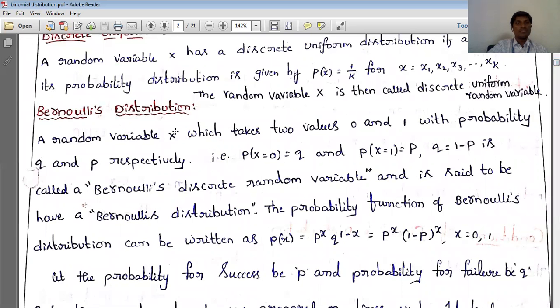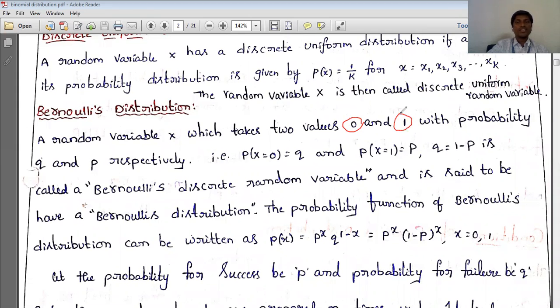Here it is a random variable. Generally, if you are taking any one life, it has two things: one is success, and another one is failure. Here also, like a random variable capital X, which takes two values 0 and 1 with the probability q and p respectively. So here we are taking random variable X, and it is taking two values. What are those? 0 and 1. Why? Because generally we are saying probability is nothing but 0 to 1.